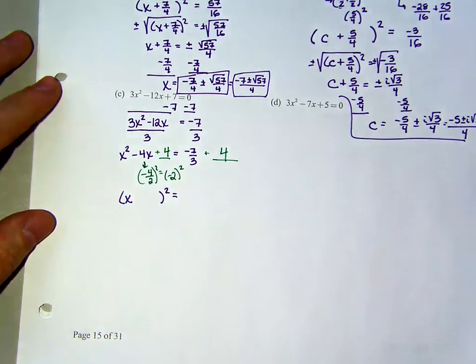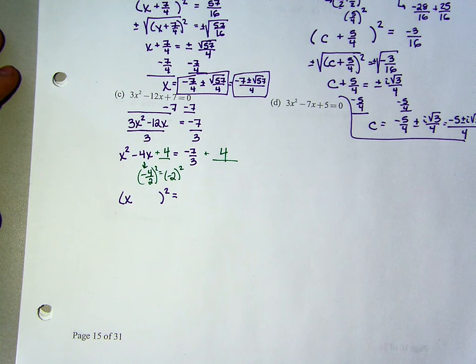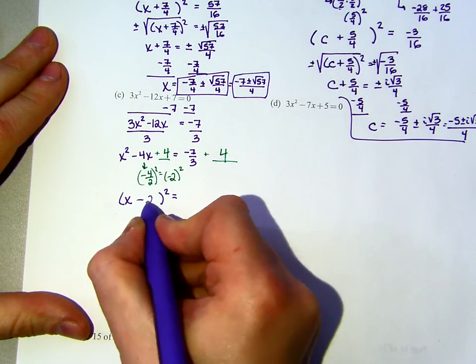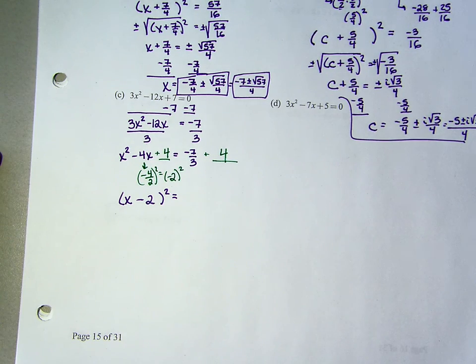Ella, do you have the factoring piece, that side? So one more time? Yeah, so x minus 2 in parentheses squared. I like that.